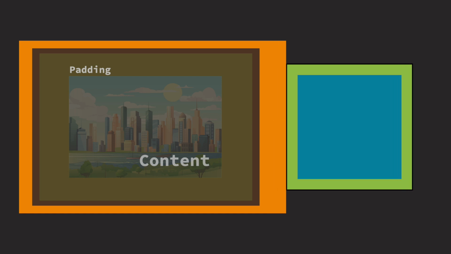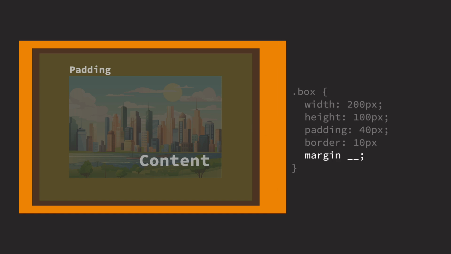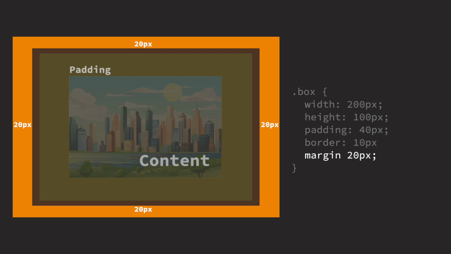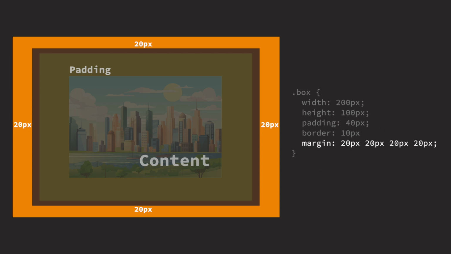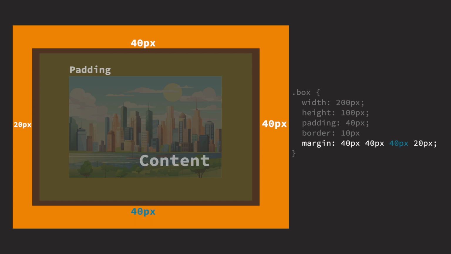Margin is the space outside the border. It separates the element from other elements. Margins can be set to all 4 sides simultaneously or individually, and you can also use the shorthand property for top, right, bottom, and left.